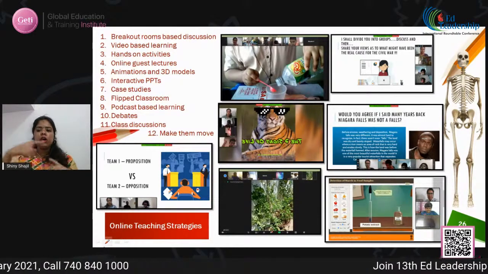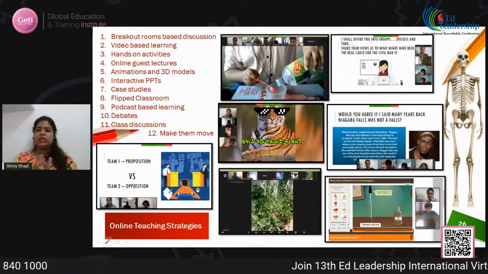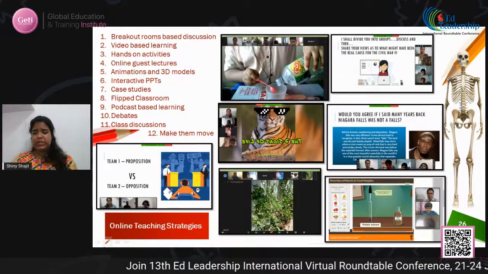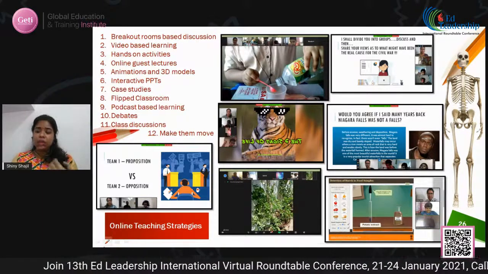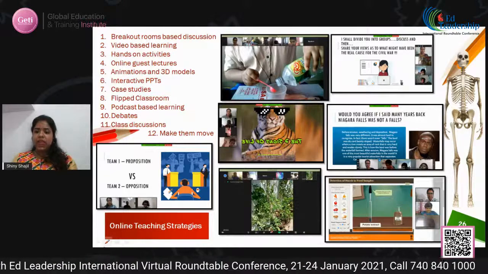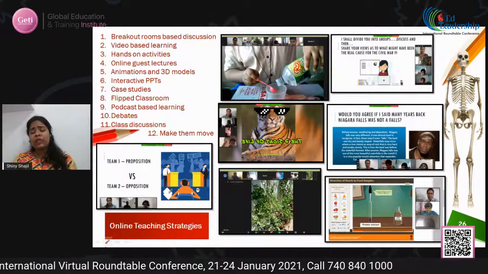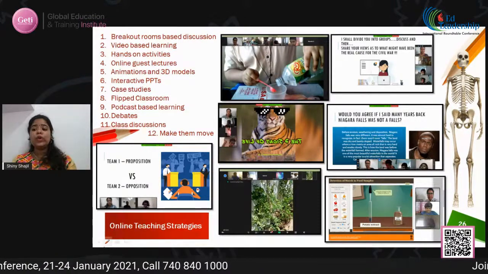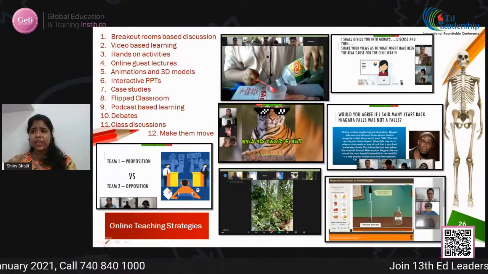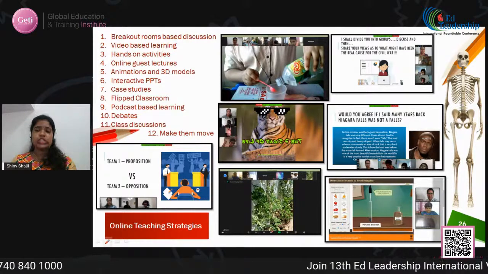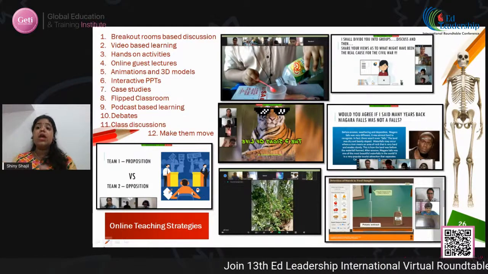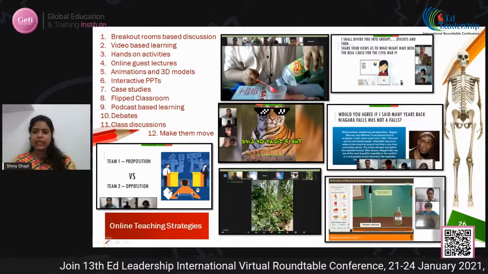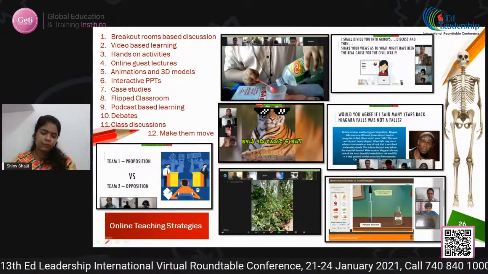You can show its movement, and you can show the parts of the skeleton with the help of just a PPT. And you can make the PPTs completely interactive. And now that we are online, we have the entire internet in our hands, so you can find a lot of case studies related to the topic that you're teaching. Ask the children to read that case study before class, and then come to class and share their learnings. That is an example of a flipped classroom.